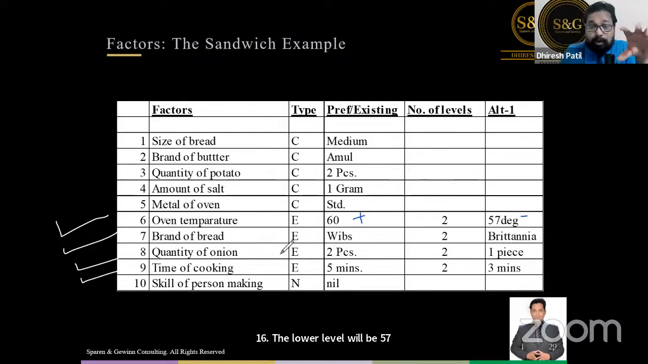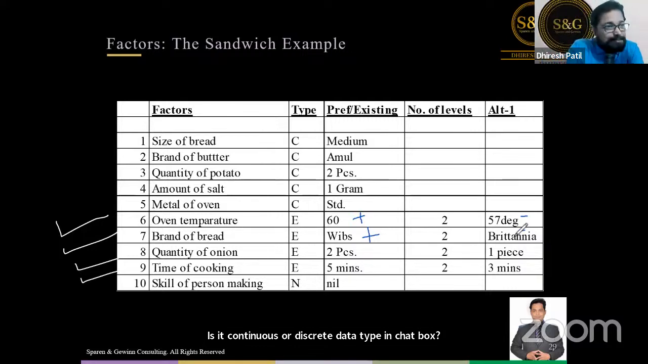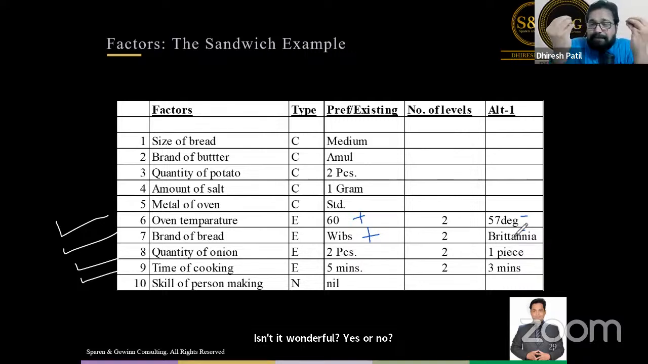Brand of bread. Now, this is very interesting. See, for design of experiments, you do not require only continuous data. You can do design of experiments with discrete data as well. For example, brand of bread, Wibs and Britannia. Is it continuous or discrete data? Type in the chat box. What is the type of data, brand of bread, Wibs or Britannia? It is absolutely discrete. Still, we can run the experiment with that. Isn't it wonderful? This is the power of design of experiments, guys.